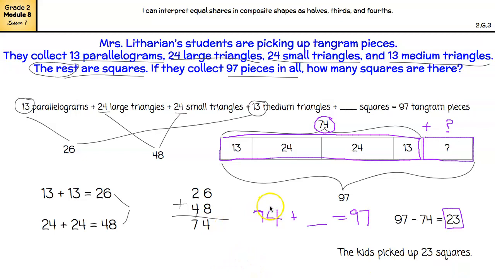All right, just check your work. Make sure that you ended up with 23 squares. And if you solved it a different way, again, that's a-okay. This is just one way to solve.